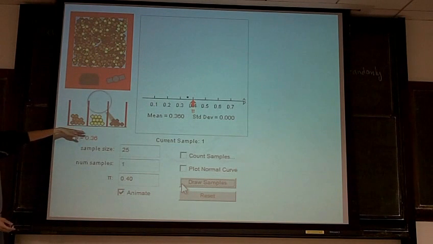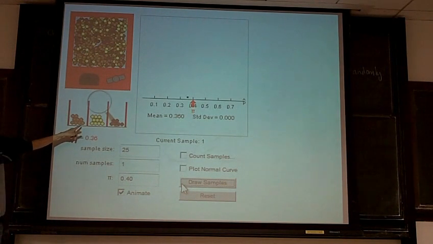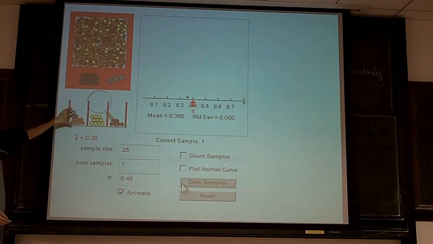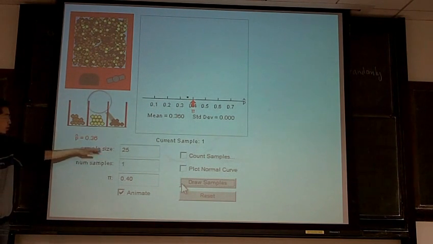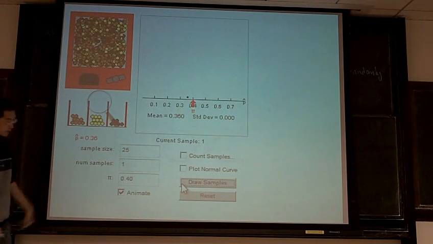Okay, so I pulled out 25 Reese's Pieces, and then we count up. 1, 2, 3, 4, 5, 6, 7, 8, 9. 9 of them were orange. So if we do 9 divided by 25, the proportion that were orange is 0.36.